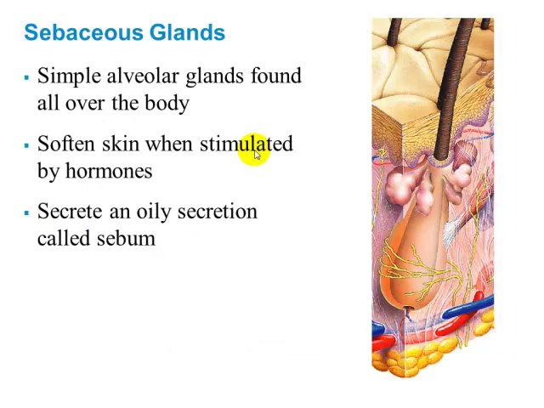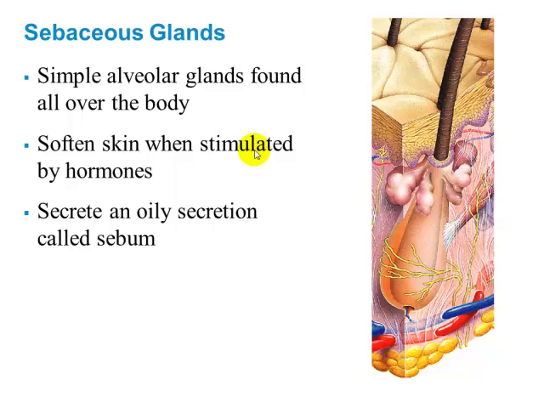The other important glands are what are called sebaceous glands. These are going to be found, again, throughout the body. You find them often around the base of hairs. Sebaceous glands are going to produce an oily substance called sebum. These are also modified epithelial cells.